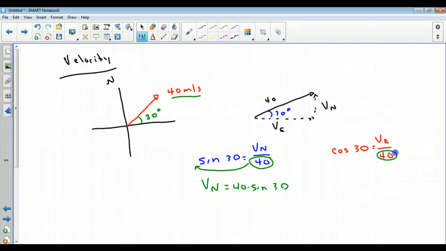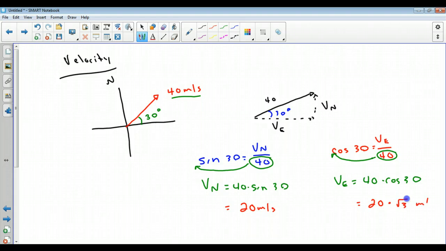And bringing this over here, we end up with V east is equal to 40 times the cosine of 30. Now, sine of 30 is 1/2, so our velocity in the northward direction is 20 meters per second. And cosine of 30 is root 3 over 2, so this is 20 root 3 meters per second.